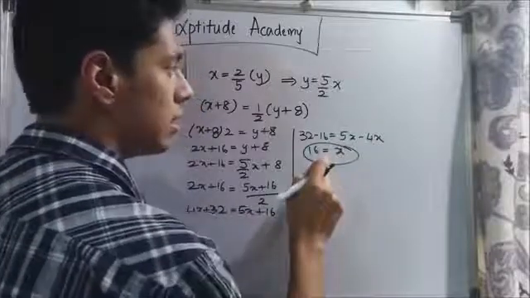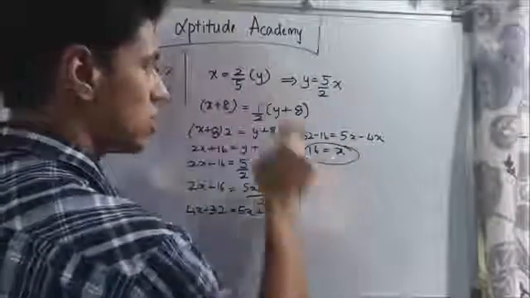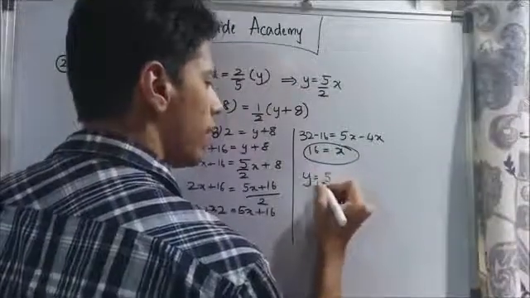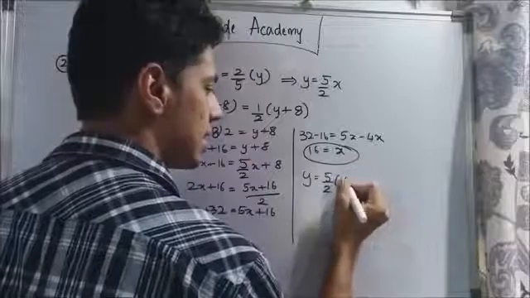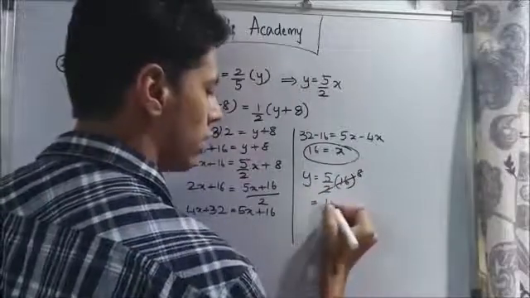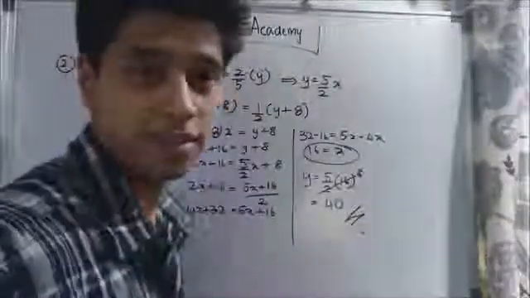But this is not your answer. x is the son's age. y is the mom's age. They've asked you the mom's age. So y will be equal to 5 by 2 into x. x is 16. 2 eights are 16. So 5 into 8 is 40. So your answer is 40 years.